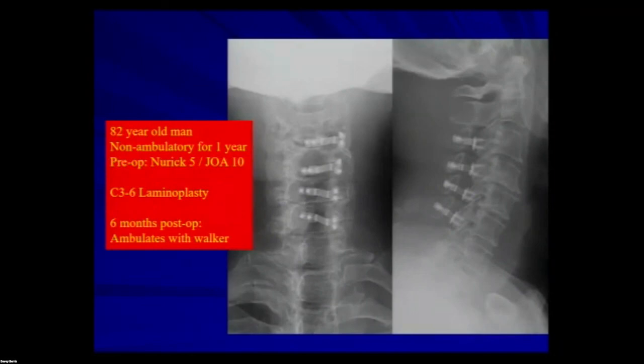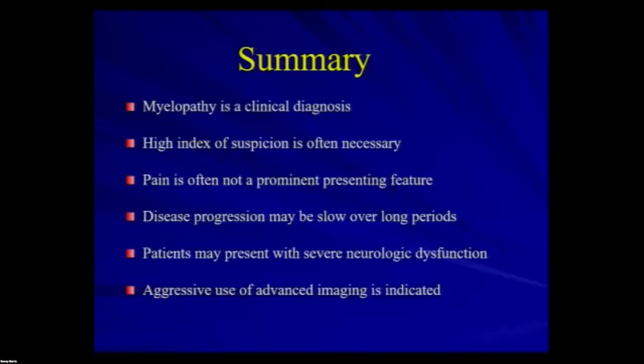He was a good candidate for laminoplasty because his lordosis and his alignment was preserved. And so laminoplasty is not nearly as big an operation as a multi-level anterior approach or even a posterior fusion. So we could do this surgery relatively quickly in 2.5 hours without a lot of blood loss. So it was a good operation for him, and he did improve. Within 6 months, a lot of his paresthesias had improved, but more importantly, he'd regained the ability to ambulate with a walker. So really, in summary about myelopathy, we know that it is a clinical diagnosis.